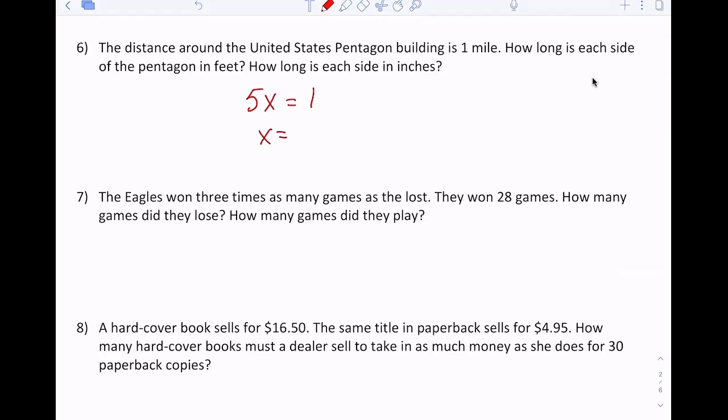Now, how do I solve this? X is equal to 1/5. Now, this is something I want everybody to understand, right? If the whole thing's a mile, then one side of the Pentagon is going to be 1/5 of a mile. Now, of course, I'm struggling because most people don't know how many feet in a mile, but we all do. All right, how many feet in a mile?